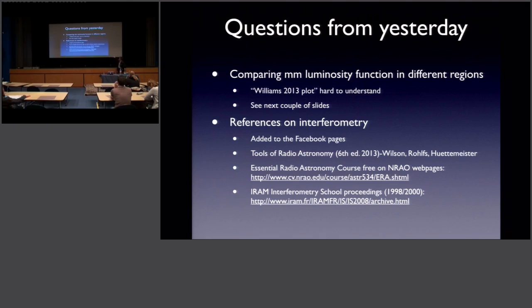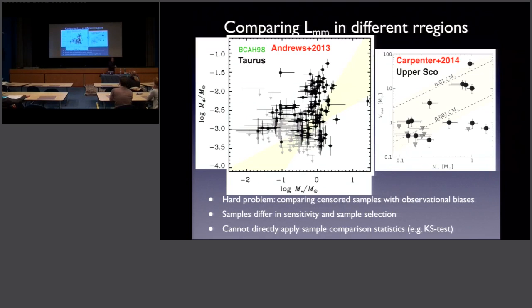The first one is a book on radio astronomy in general, but has a good explanation of radio interferometry and millimeter interferometry. And the last two are both freely available on the web, and you can go and have a look. The first one is more on classical interferometry, radio centimeter wave interferometry. The second one is millimeter, but is a little bit old. Okay. The Williams et al. plot.